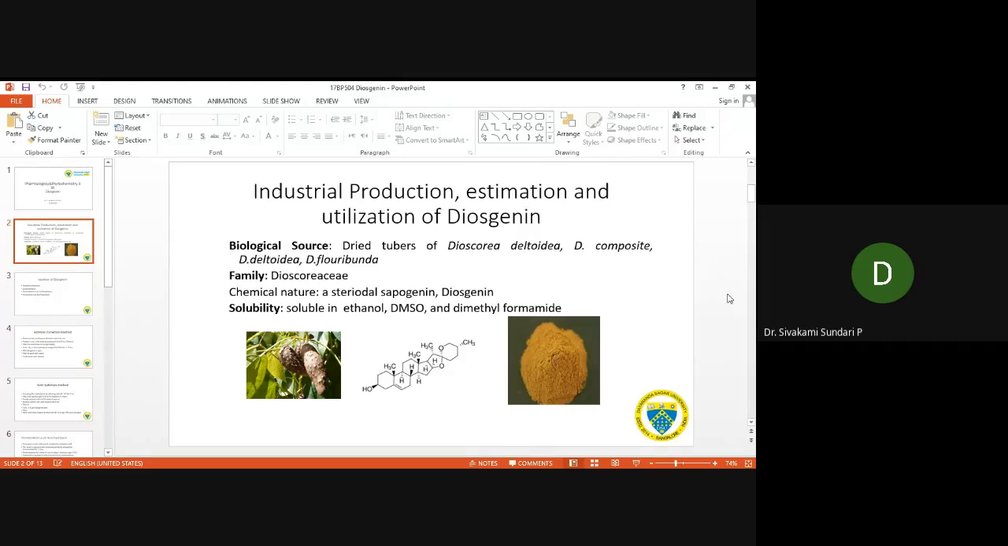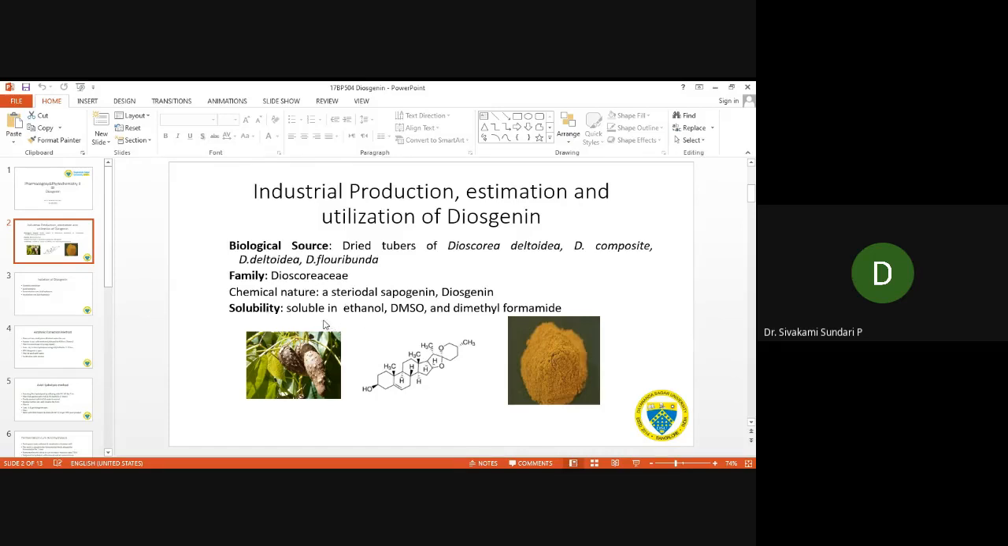Today we are going to discuss industrial production, estimation and utilization of Diosgenin. The biological source of Diosgenin is the dried tubers of Dioscorea deltoidea, Dioscorea composita, Dioscorea floribunda, belonging to the family Dioscoreaceae. Chemical nature is a steroidal sapogenin.